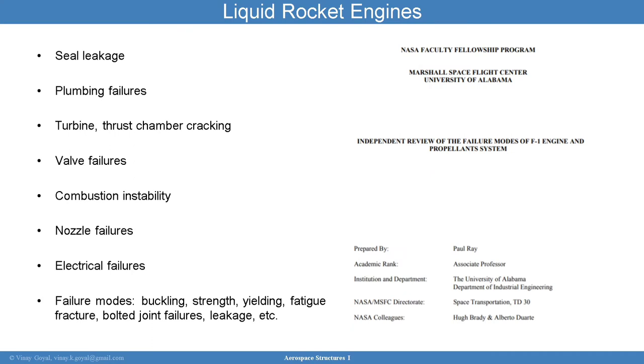Liquid rocket engines have various failure modes. I invite you to download this NASA Faculty Fellowship Program document, which looks at the review of failure modes of the F1 engine and propellant systems. Failure modes for liquid rocket engines can cover seal leaks, plumbing failures, turbine thrust chamber cracking, valve failures, combustion instability, nozzle failures, electrical failures, and then the strength failure modes can apply to any of this, covering things like buckling, strength, yielding, fatigue fracture, bolted joint failures, leakage, and all the chemical failure mode interactions we talked about, like corrosion, hydrogen embrittlement, and things like that.